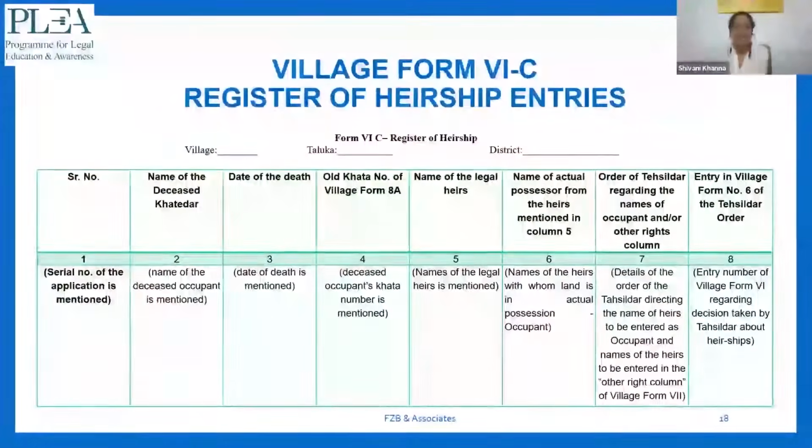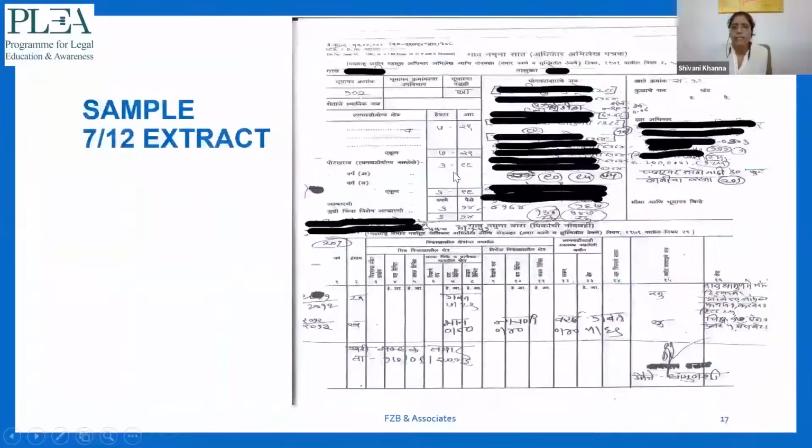Next we go to form 6C. Now what happens if a khatedar dies, that is the occupant dies, the heirs come forward to the talati and tell them, yes, we are the heirs. So columns 1 to 4 will give you the details of the khatedar who has died. 5 to 8 gives you details of the heirs. What is interesting to note is that the heir who is in occupation of the land, his name gets recorded in this middle column, that is Bhogwata Darachena, the holder.